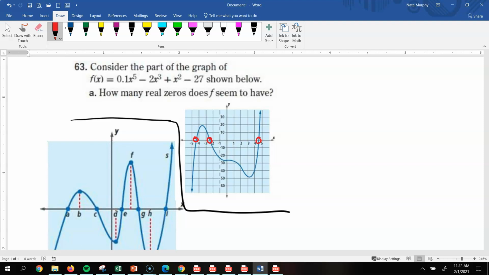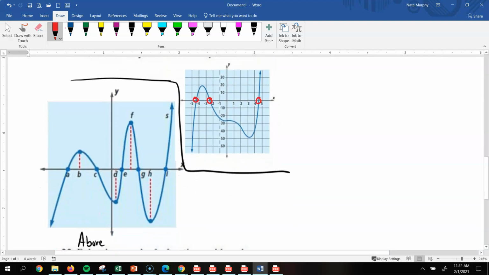Now, if it asks what's the smallest degree that it must have, that's where we use that horizontal line. I wasn't reading the question carefully. And in this situation, it looks like the most number of points that a line would cross would be 3. So it looks like it would have to be a degree of 3.